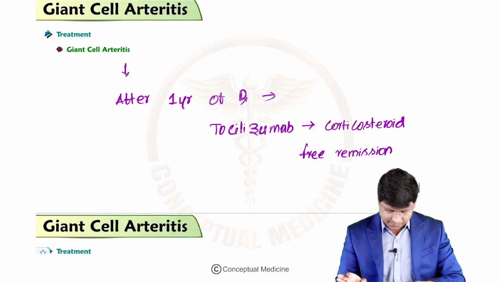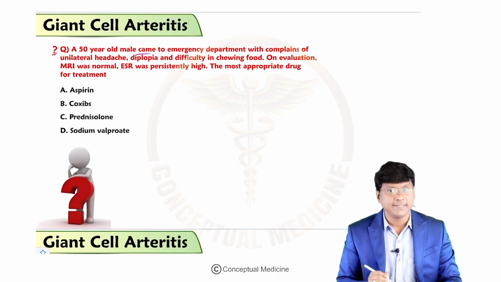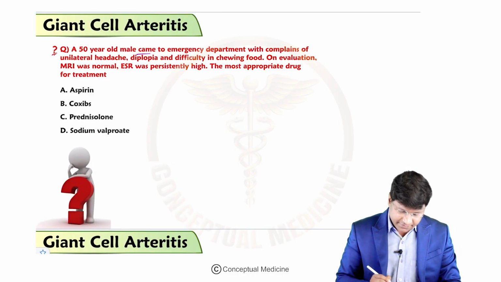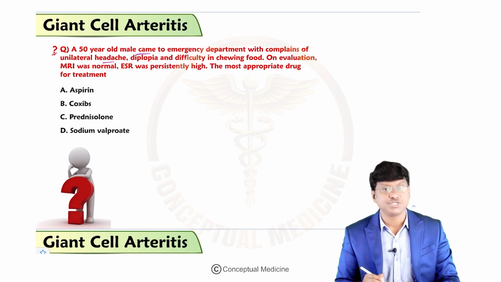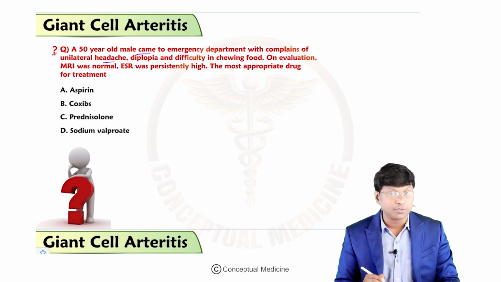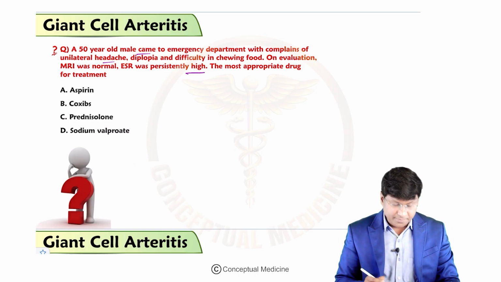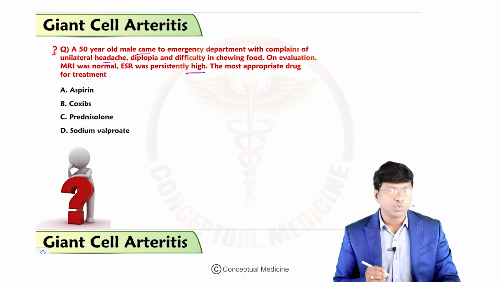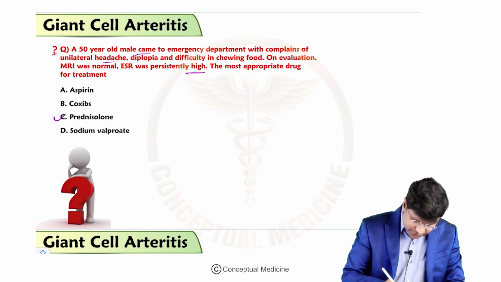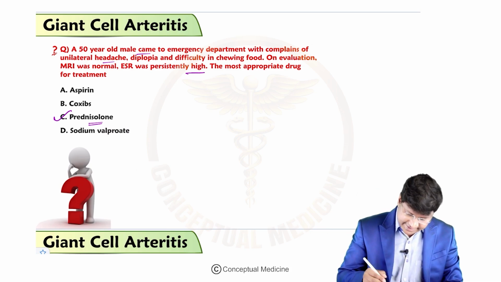If you see questions on giant cell arteritis, the question is: a 50-year-old male came to the emergency department complaining of unilateral weakness, diplopia, and difficulty in chewing. On evaluation, MRI was normal, but the ESR was persistently high. The most appropriate drug for treatment: aspirin, coxibs, prednisolone, or sodium valproate? You have to give prednisolone, because this is a case of giant cell arteritis.